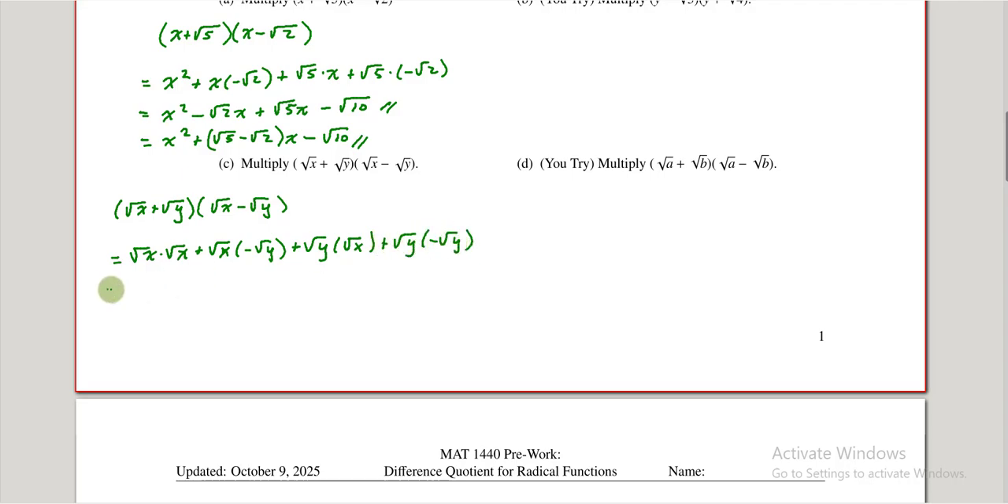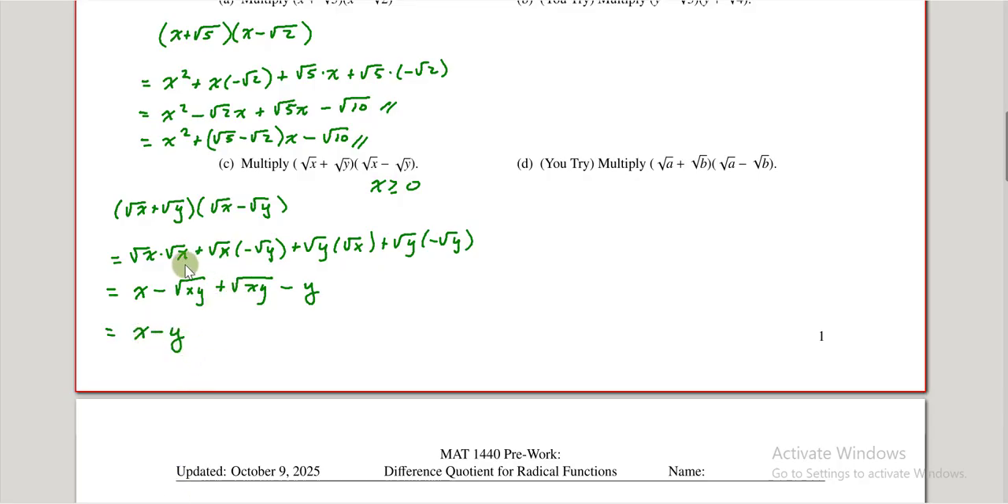And you can certainly simplify as you go, folks. Let's go ahead and assume that x is greater than or equal to 0 here. And so then this would give me x minus the square root of xy plus the square root of xy minus y. And when we clean everything up, we just get the expression x minus y there.